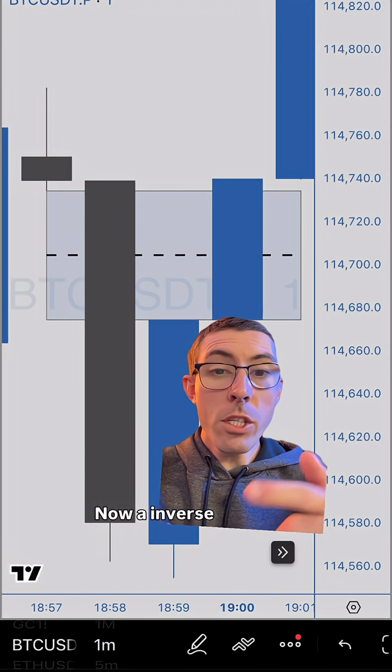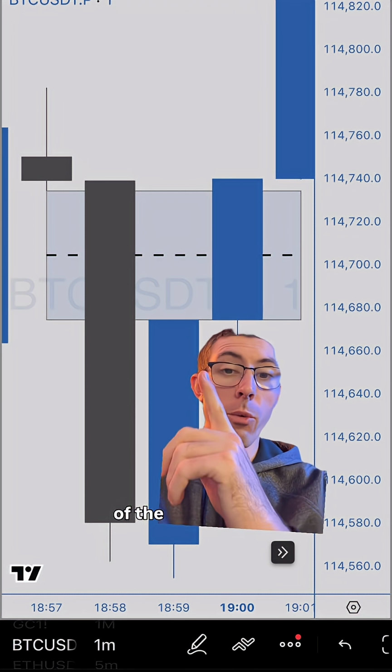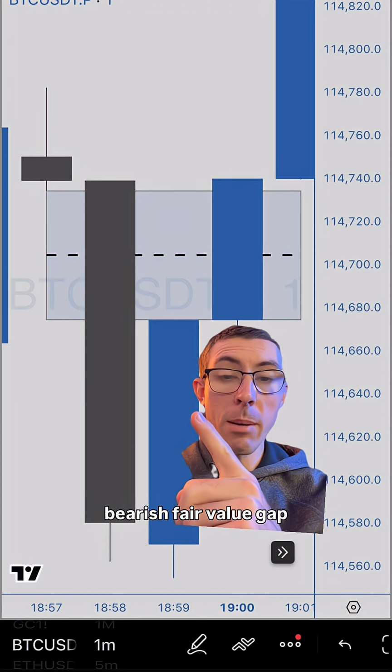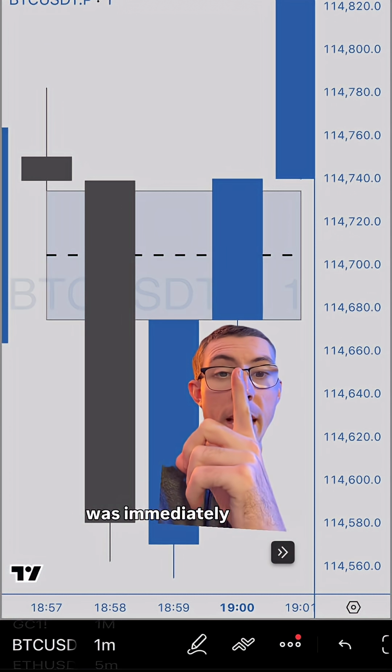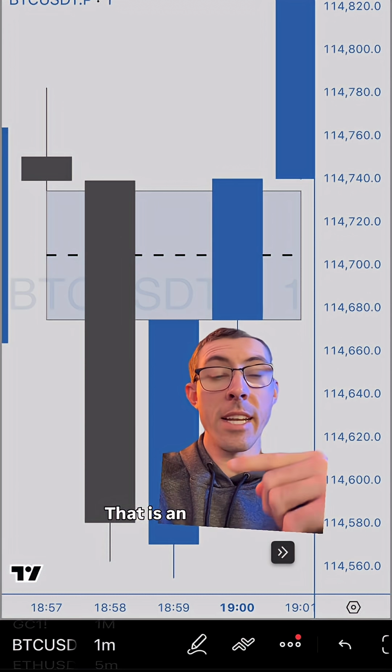Now, an inverse fair value gap is when a candle goes the opposite direction of the direction the fair value gap formed. Like this one that formed was a bearish fair value gap to the downside, but then was immediately inverted by the candle right above my head to the upside. That is an inverse fair value gap.